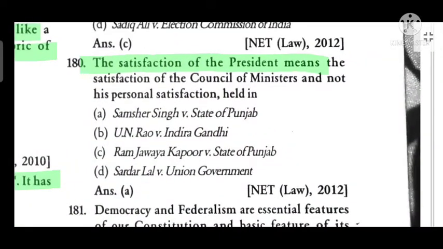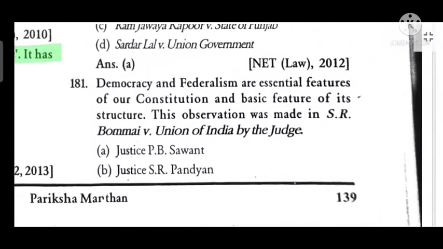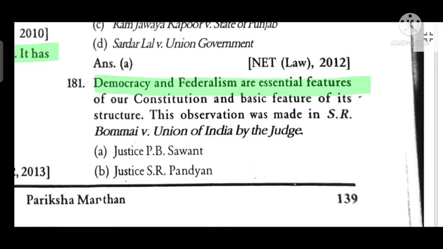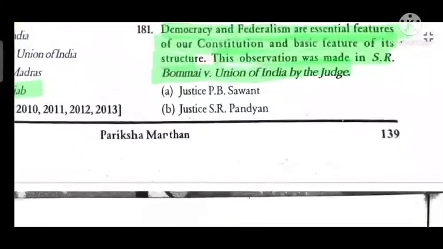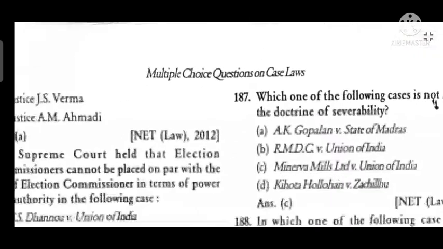The satisfaction of the President means the satisfaction of the Council of Ministers, not her personal satisfaction. Held in Samsher Singh versus State of Punjab. Democracy and federalism are essential features of the Constitution, a basic feature of its structure. This observation was made in S.R. Bommai versus Union of India, by Justice P.B. Sawant.